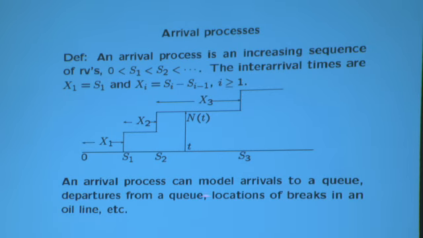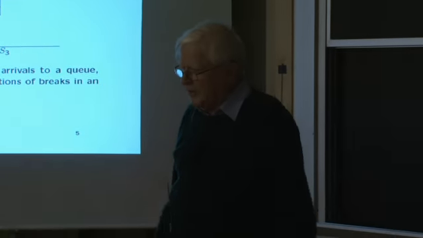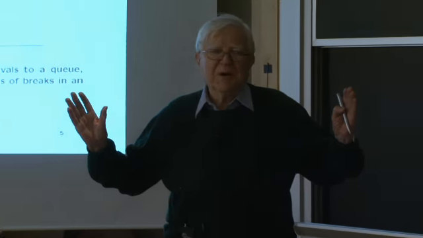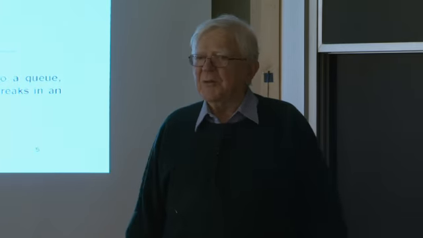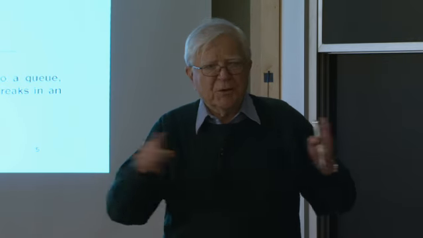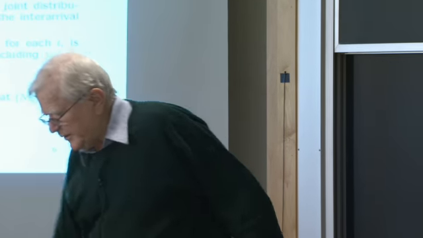An arrival process can model arrivals to a queue, departures from a queue, locations of breaks in an oil line, an enormous number of things. It's not just arrivals we're talking about, it's all of these other things also, but it's something laid out on a one-dimensional axis where things happen at various places on that one-dimensional axis. So that's the way to view it.